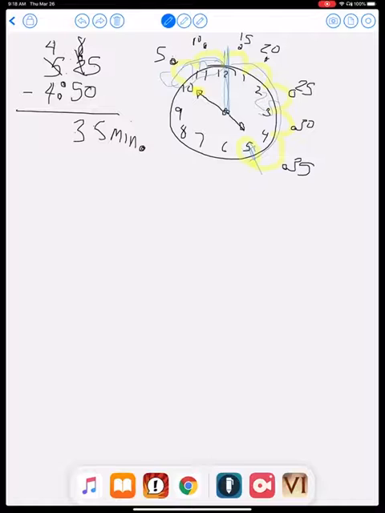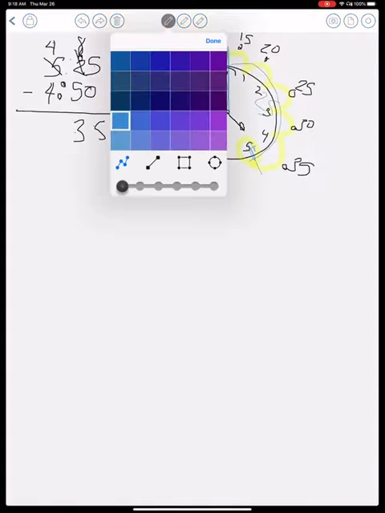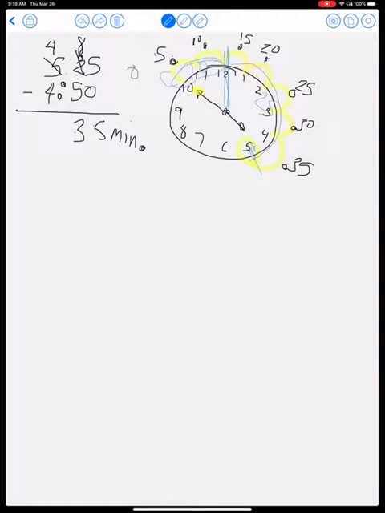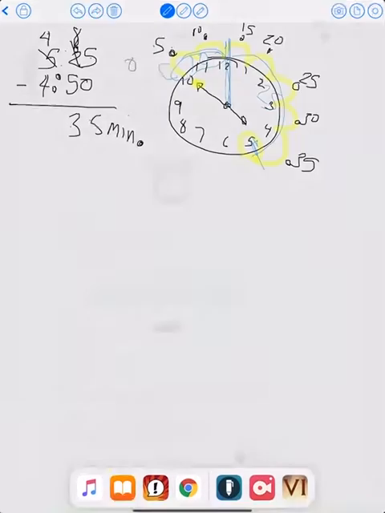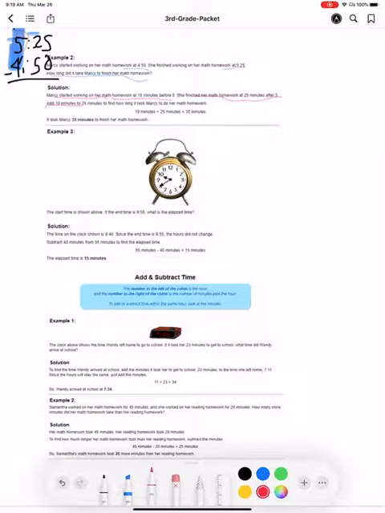A little bit tricky, a little bit strange. Let's see if I can get back to my original color. Hopefully. I don't know if I did or not. Not quite. Oh well. Anyways, back over here. Now let's look at example 3. For example 2, they're talking about a little bit different time and how to add and subtract for the harder work.